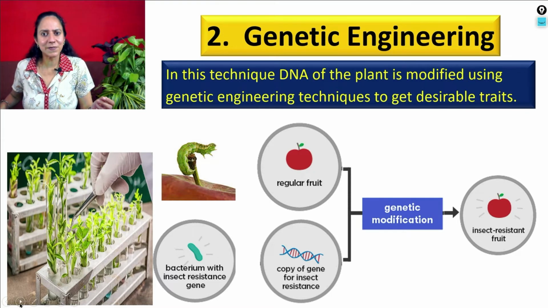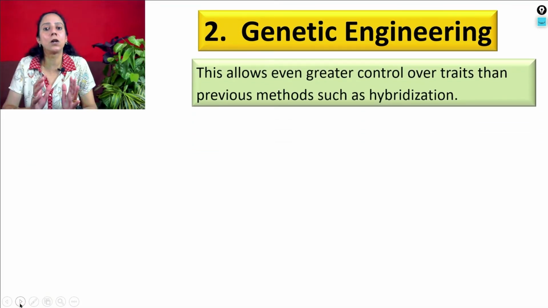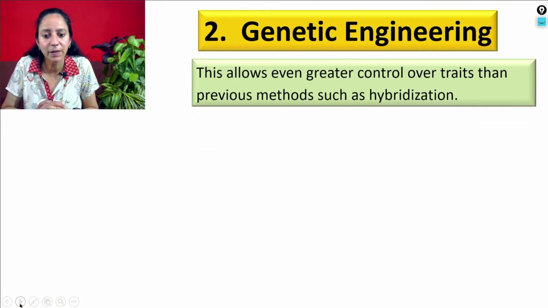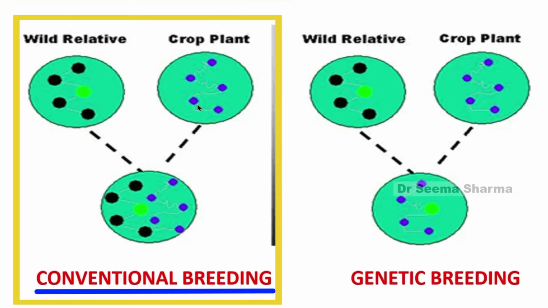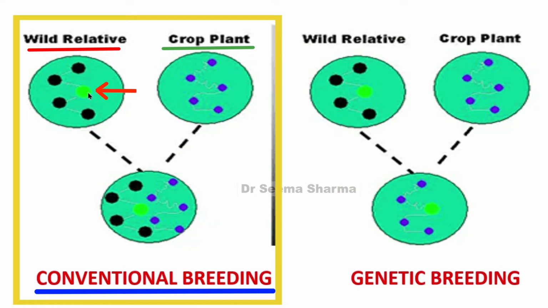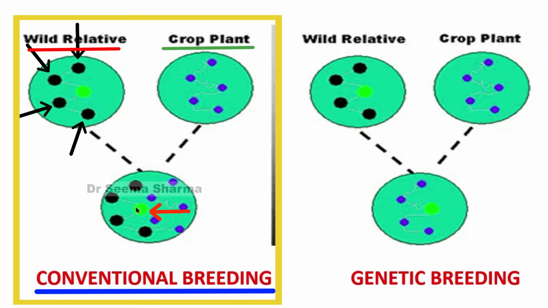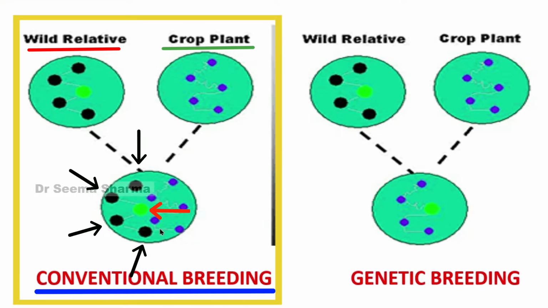Okay. Now in this genetic engineering, viewers, it allows even better control over traits than the previous method. Pay attention to these two pictures. One is about conventional breeding or hybridization and another is about genetic engineering. So here in conventional breeding, we have selected two parents. One is a wild relative, another is a crop plant, and we are interested in this yellowish trait. So when we go for hybridization, along with this trait, other traits of this variety also come into the new variety.